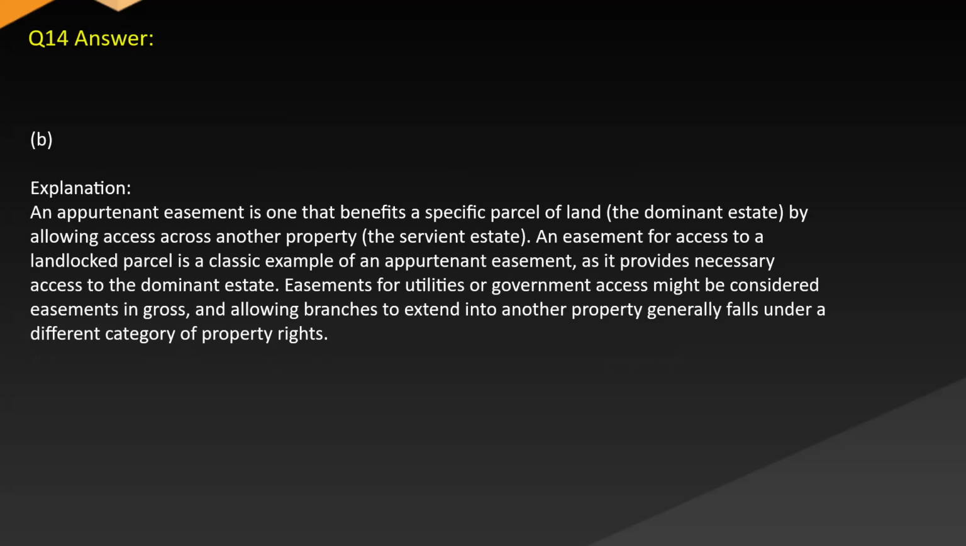Answer B. Explanation. An appurtenant easement is one that benefits a specific parcel of land, the dominant estate, by allowing access across another property, the servient estate. An easement for access to a landlocked parcel is a classic example of an appurtenant easement, as it provides necessary access to the dominant estate. Easements for utilities or government access might be considered easements in gross, and allowing branches to extend into another property generally falls under a different category of property rights.